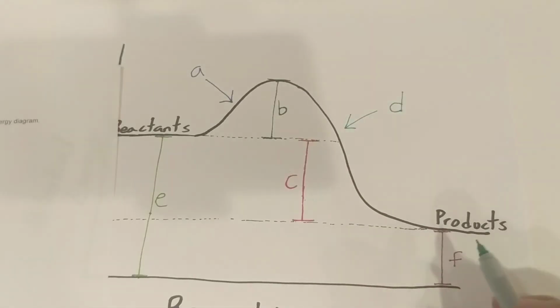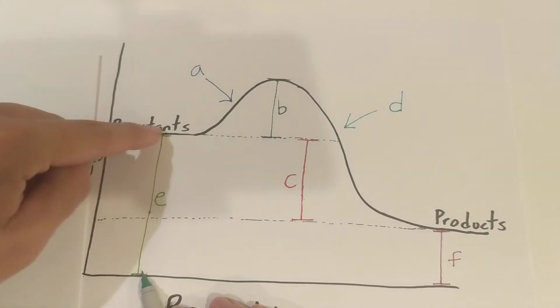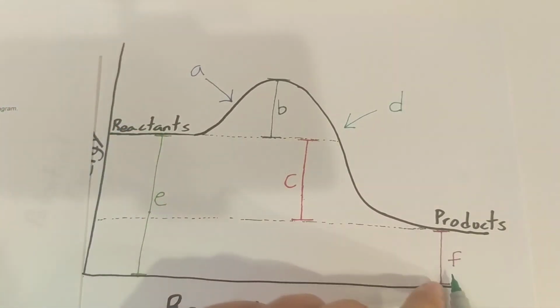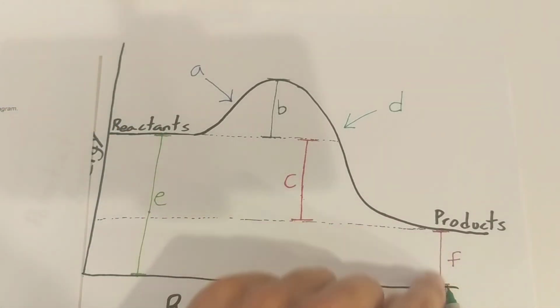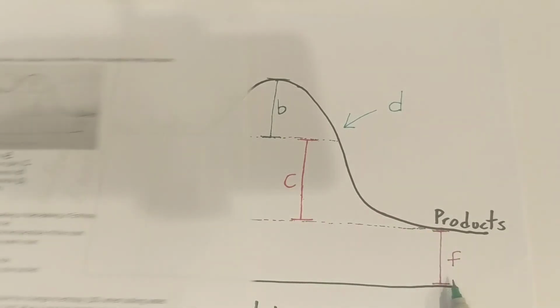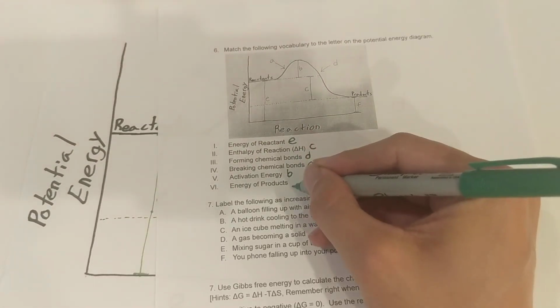And then lastly, similarly, we started with the energy of our reactants. We end with our products. So this will be the energy of our products. So F is energy of products.